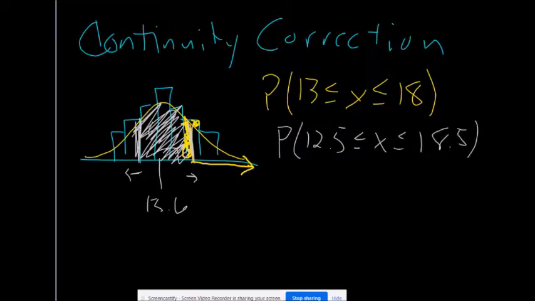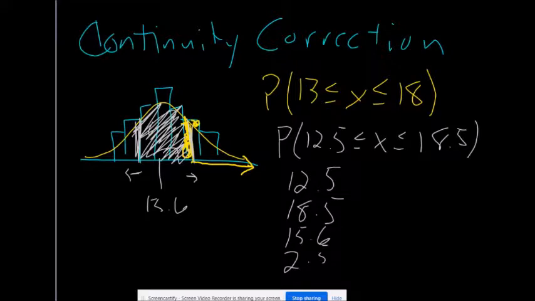So we actually calculate that. On our calculator, the lower bound would be 12.5 if we want to account for the continuity correction. The upper bound would be 18.5 if we want to account for the continuity correction. The mu, the expected value, would still be 15.6, and the standard deviation would still be 2.5.